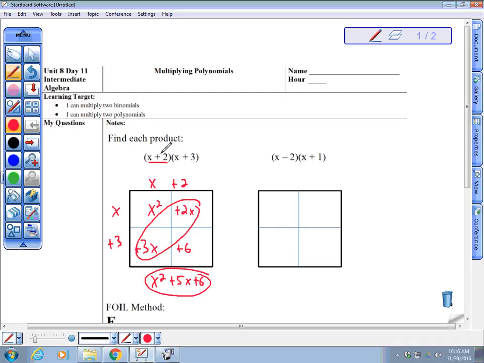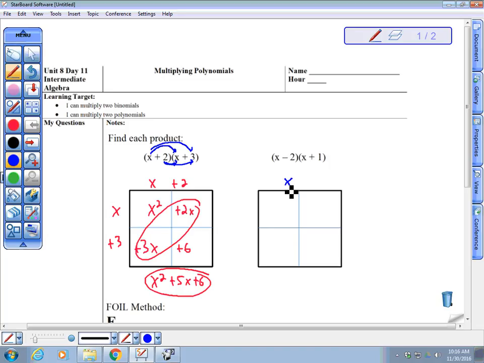Now please notice that what you're really doing is you're taking that x value and multiplying it throughout. So you're taking the x times the x to get x squared, the x times the 3 to get 3x, and then you're distributing the 2 throughout to get 2 times x to 2x, and 2 times 3. That's all you're doing, is distribution a few different times.